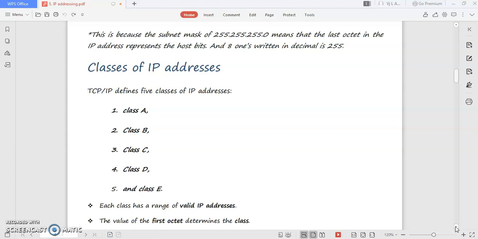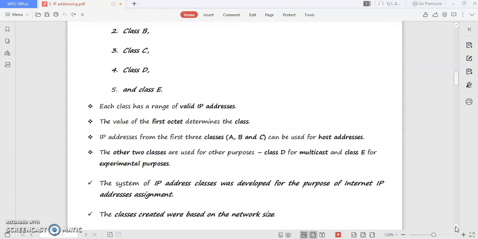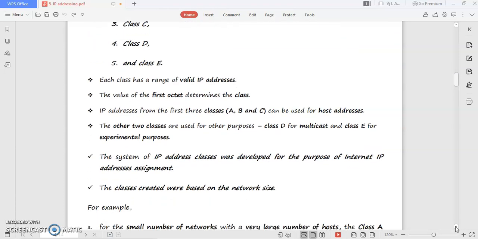And network address represents 1 bit, the number 1. And 0 represents the host. So let's discuss this one.